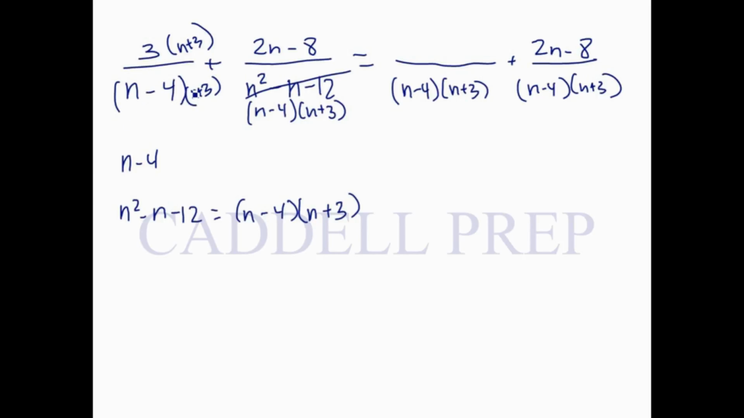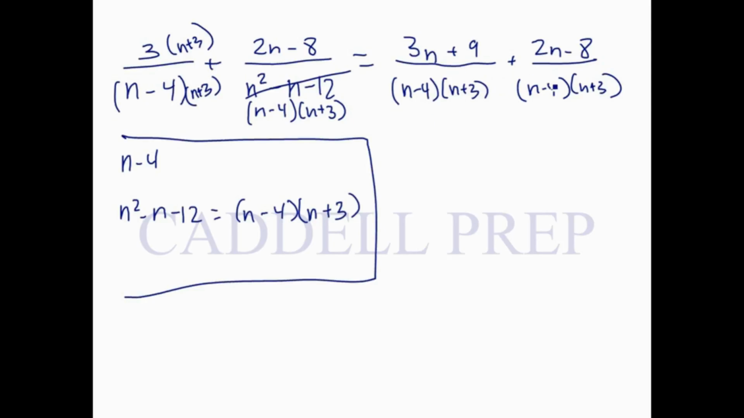But in this expression, we multiplied by n plus 3 in the denominator and in the numerator. So we have to multiply this out. We'll get 3n, 3 times n is 3n, then 3 times 3 is 9. So now that we have like terms and common denominators, we can add these together. So 3n plus 9 plus 2n minus 8, combine like terms, 3n plus 2n is 5n. 9 plus negative 8 is positive 1 over n minus 4 times n plus 3. This can't be factored and reduced, so this is the answer.